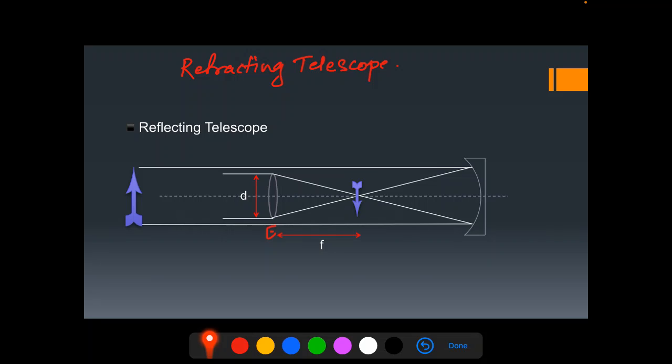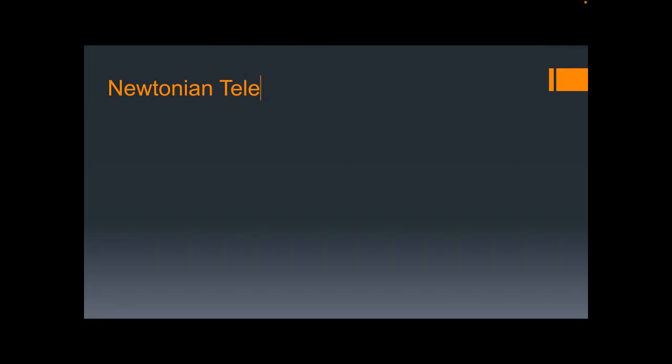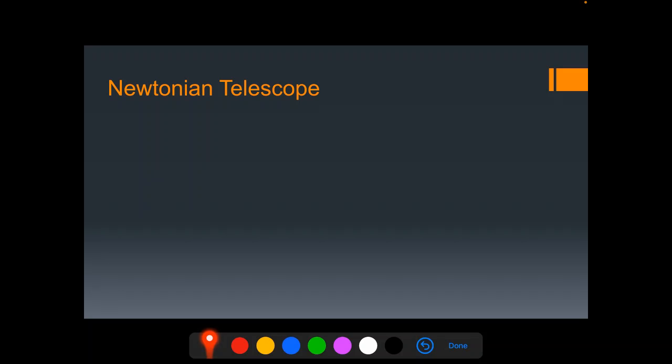The first scientist was Newton. He used a different technique to overcome this drawback of the reflecting telescope. His telescope is known as a Newtonian telescope. Now we will see the different parts of the Newtonian telescope, the mechanism of how it works, and what is the difference between the normal reflecting telescope and a Newtonian telescope.